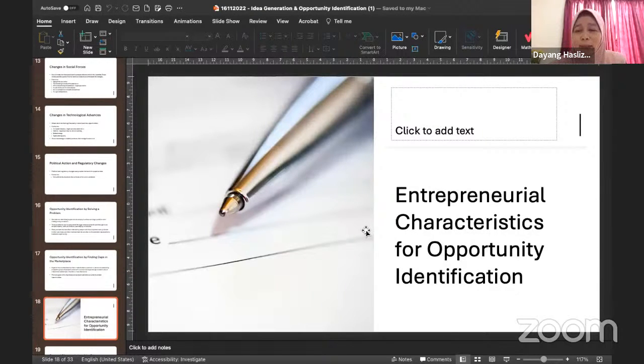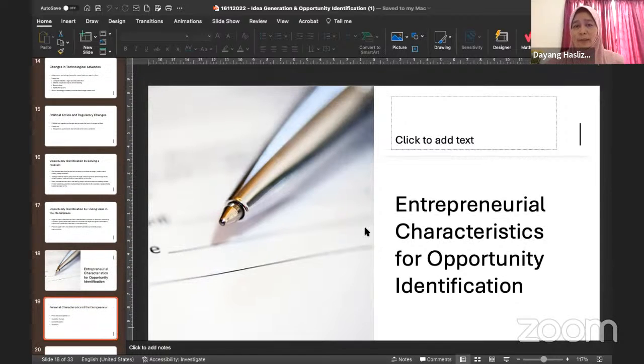Okay, next we look at the entrepreneurial personal characteristics that make them able to spot opportunity. Of course, this characteristic is something which you really cannot see from the outside. It's not a physical characteristic, but more about how you behave. So people have studied successful entrepreneurs in detail: how do they behave, what are the characteristics.